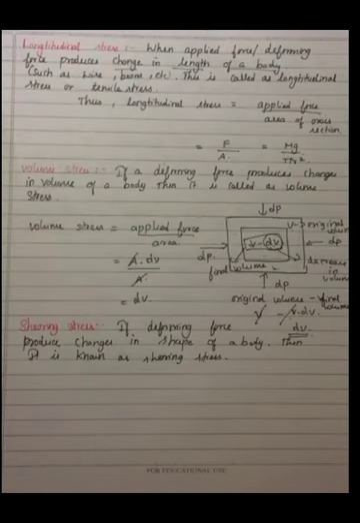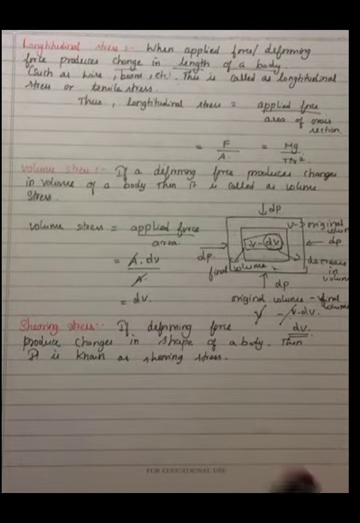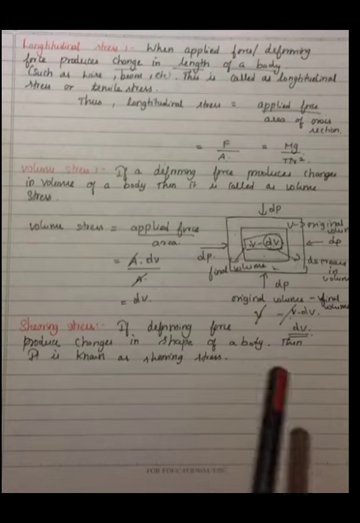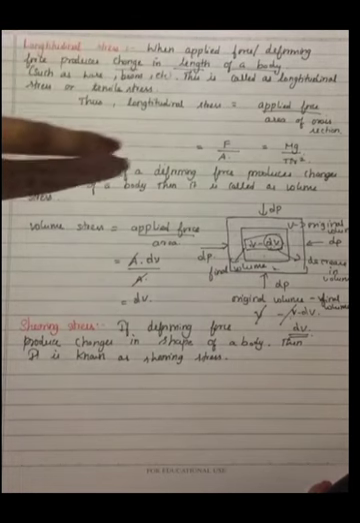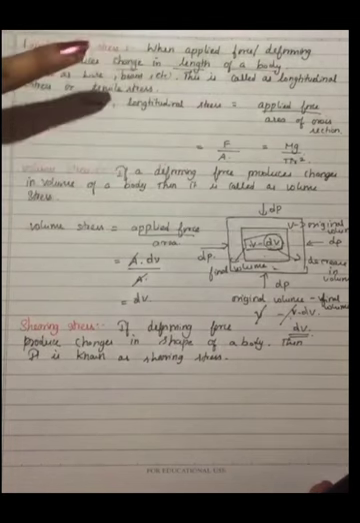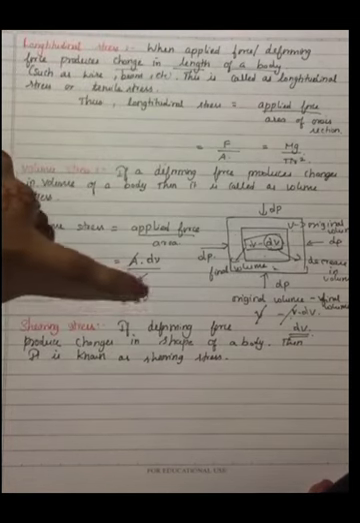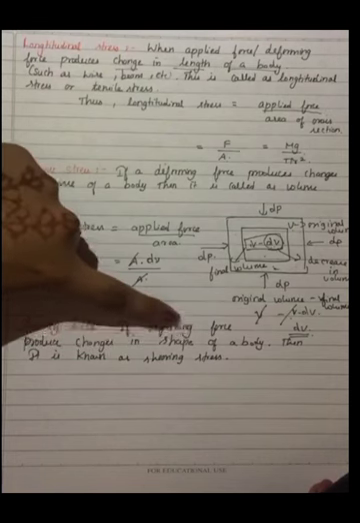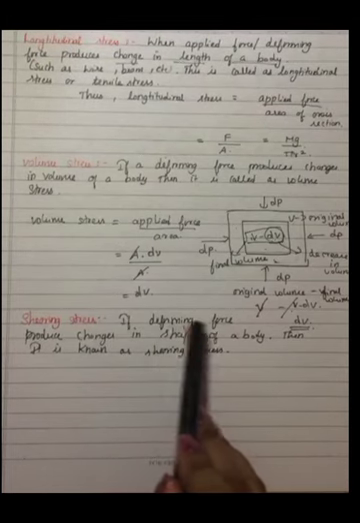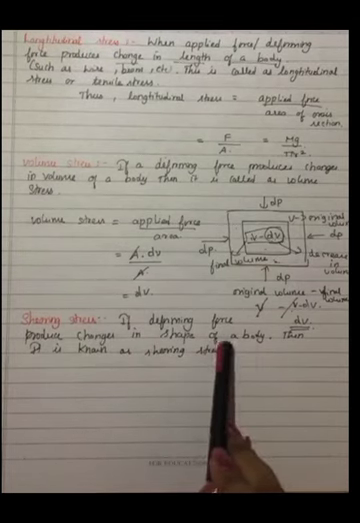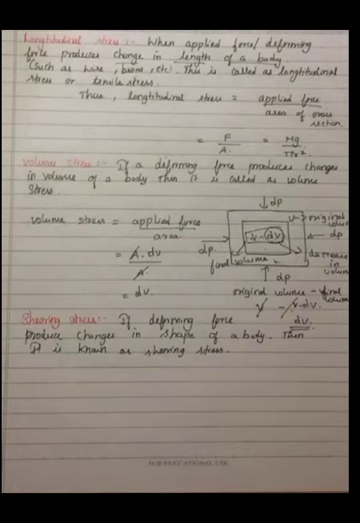Now shearing stress, same as longitudinal stress and volume stress. Simply we can say that it is a change in shape. In longitudinal stress, when force is applied, there is a change in length of a body. In volume stress, there is a change in the volume of a body. In shearing stress, if force is applied, then it will change the shape of a body. For definition, if deforming force produces changes in shape of a body, then it is known as shearing stress.